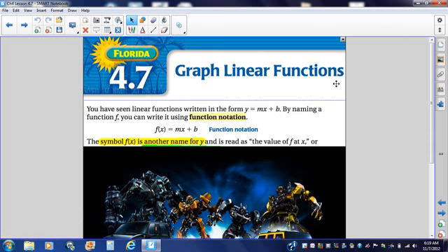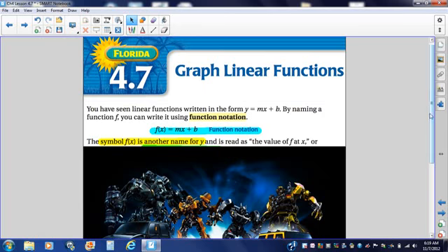Please write in your homework/note spiral that today's lesson is on 4.7. We're going to talk about linear functions. If you guys would, please make a note in your homework spiral and copy this down.